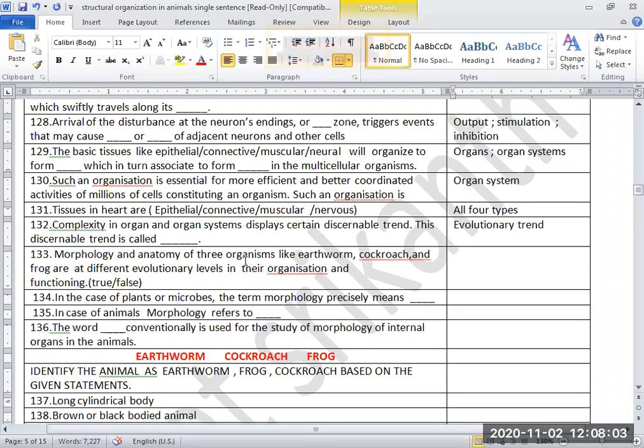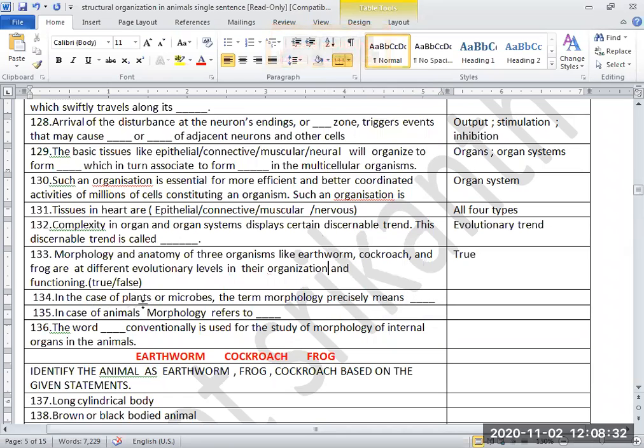Morphology and anatomy of three organisms like earthworm, cockroach, and frog are at different evolutionary levels in their organization and functioning. True or false? Yeah, it's true. Morphology and anatomy of three organisms, earthworm, cockroach, and frog, are at different evolutionary levels in their organization and functioning. That means for that reason only we have taken these as models.